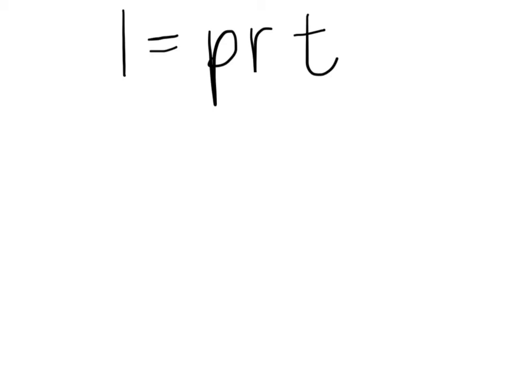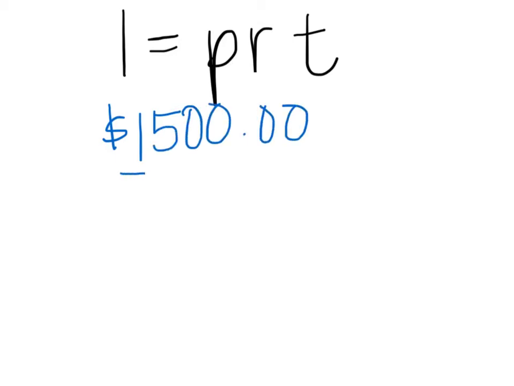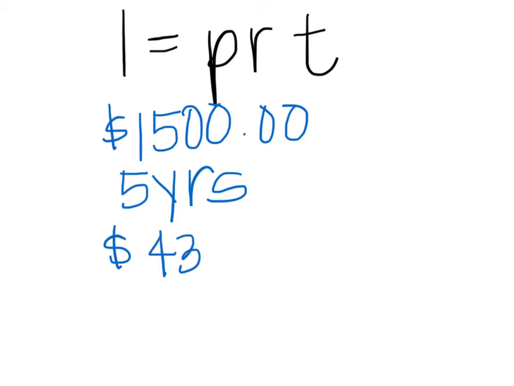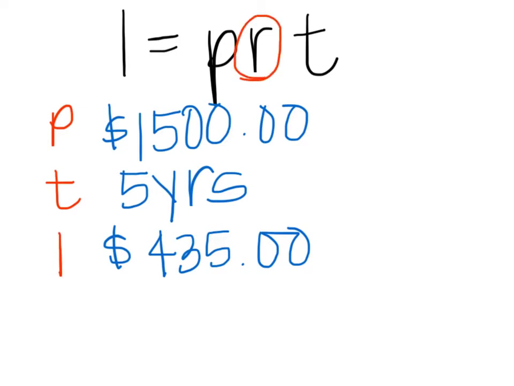So it's not always the interest that you're figuring out. That is the most common use of this formula. But let's say that this time I borrowed $1,500 for 5 years, and I paid $435 in interest. So we can see that I am missing one part. If I borrowed $1,500, that's the principal, and 5 years is the time, and the interest I paid is $435, so we're missing the rate. And we certainly can find that out.